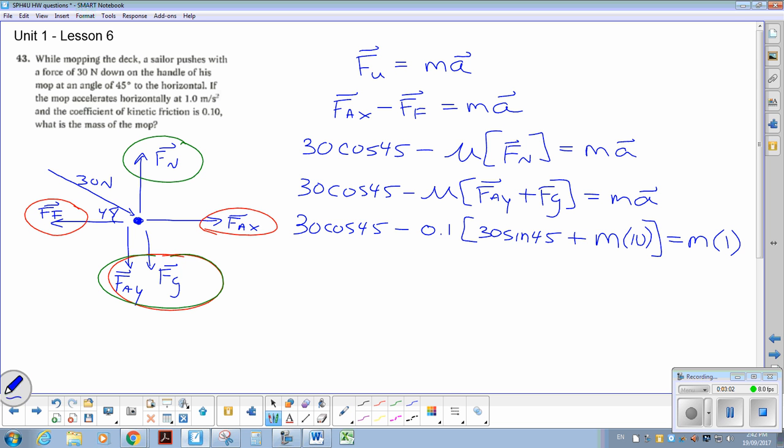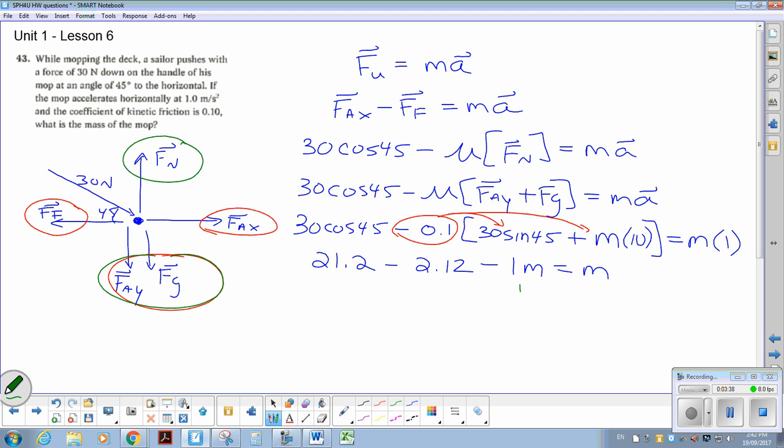So getting some calculations done here, 30 cos 45 is roughly 21.2 minus, and I'm going to put in 0.1. You need to make sure that negative is distributed. This is where people will make an error. That negative 0.1 needs to be distributed through that bracket. So it'd be 0.1 times 30 times sine 45. So negative 2.12 minus 1m equals m.